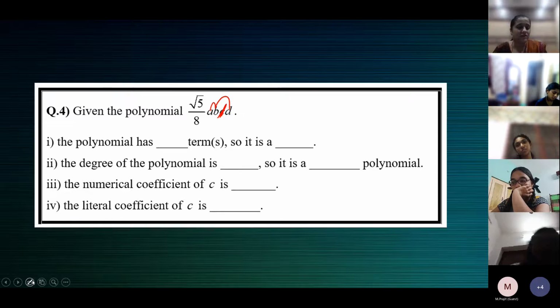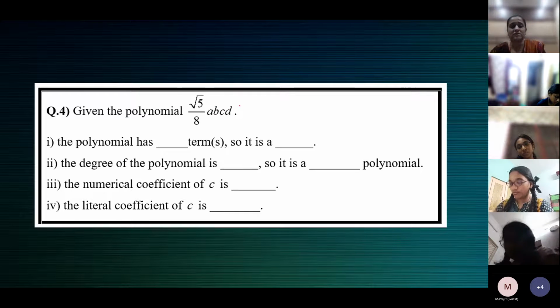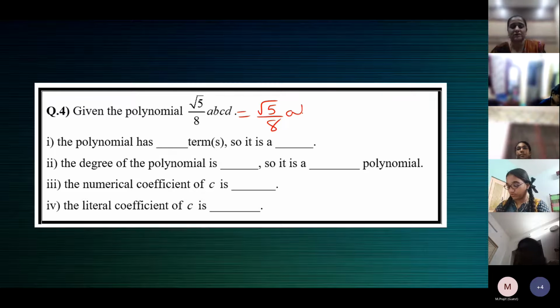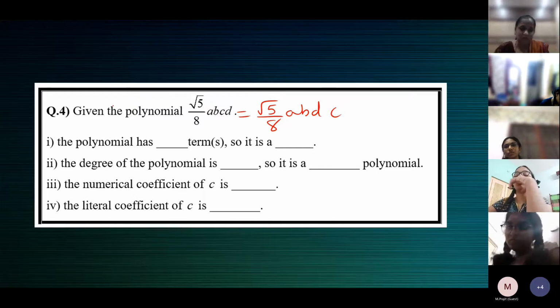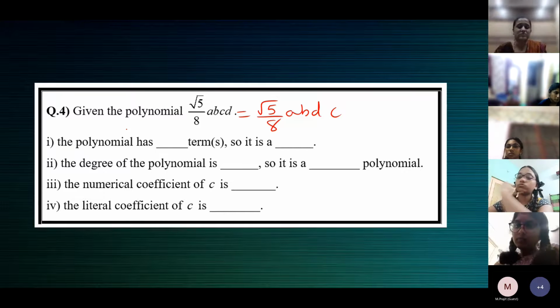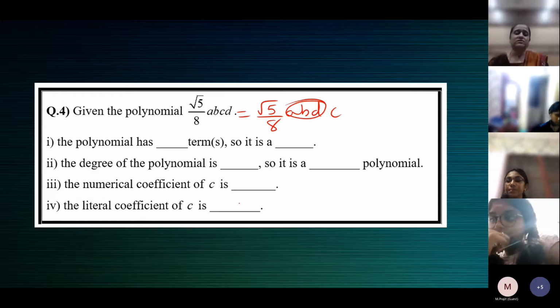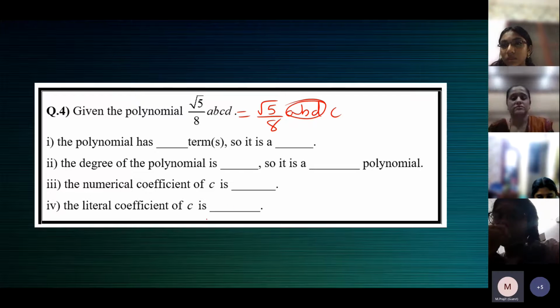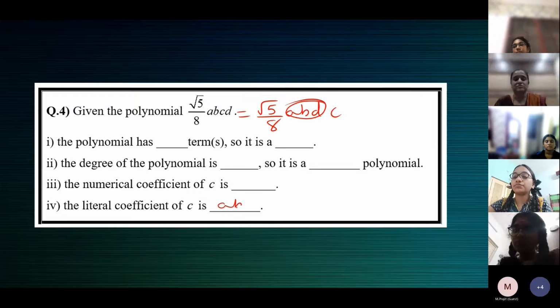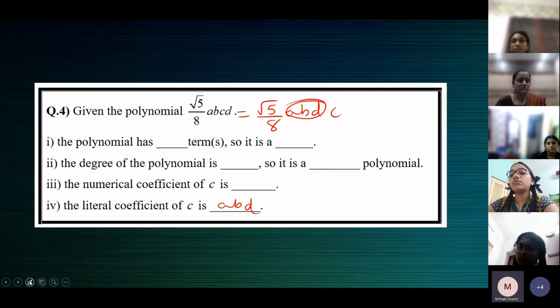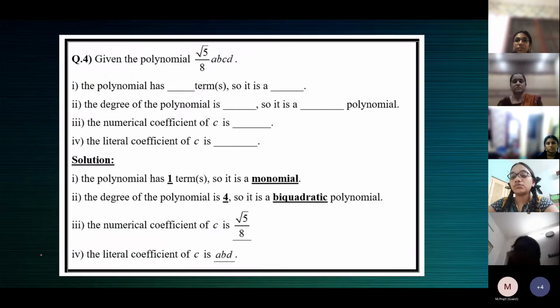If you find it difficult to believe, this is the explanation. You can write this as root 5 by 8, A, B, D, C also. Because we are used to looking for something before it. Coefficient means whatever is before it, so the letters before C are A, B, and D. Is it convincing? So it's A, B, D.